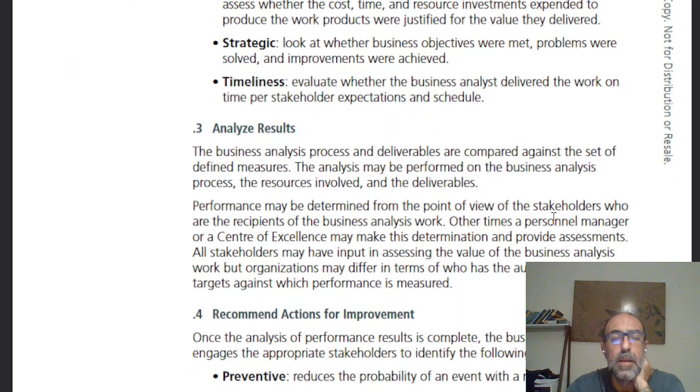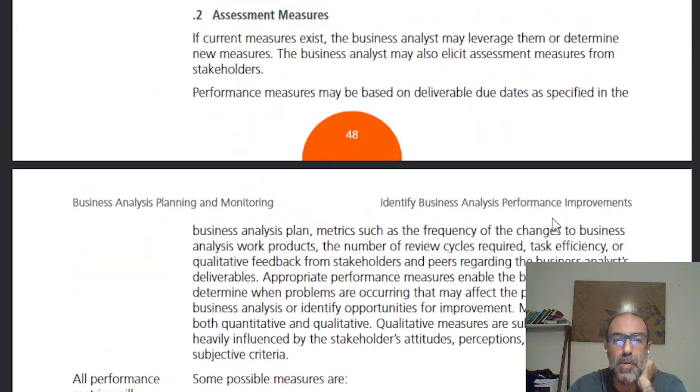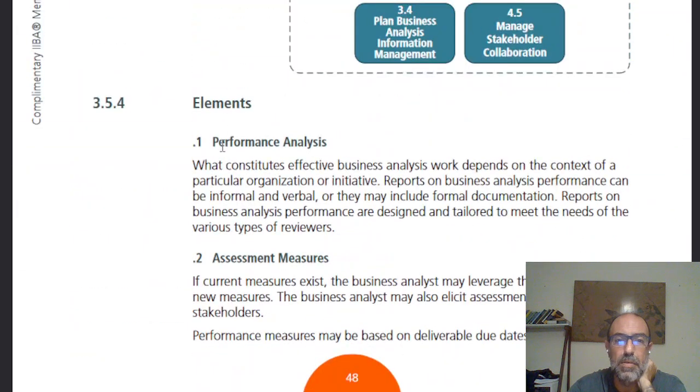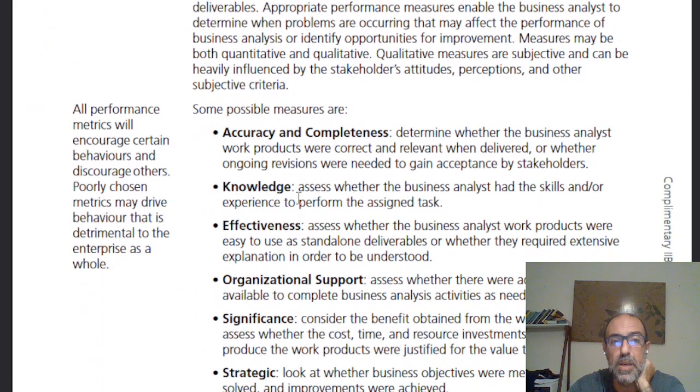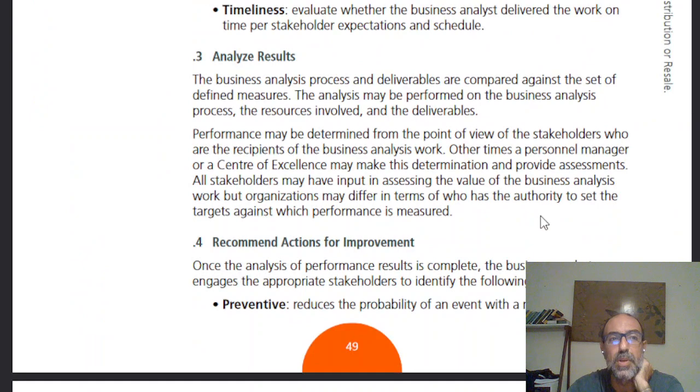Amazing. Number three, analyze results. Remember, we're still here in the elements side. So the first is performance analysis. The second is assessment measure. And the third one is what? Analyze results. So you're getting things done. So you analyze results. What are the results?